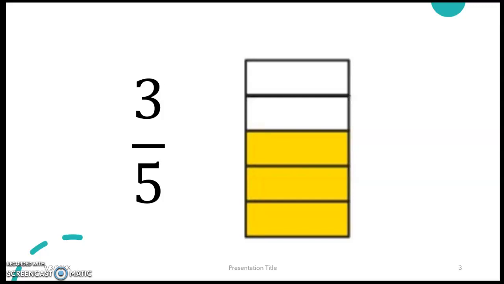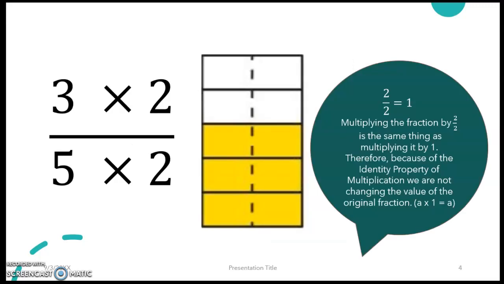So how to find an equivalent fraction by multiplying? What we would do is we would actually multiply the numerator and denominator of the fraction by the same number. So for example, in this sample, we're multiplying it by 2.